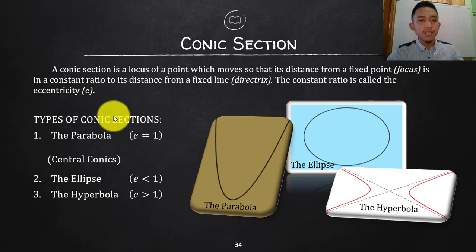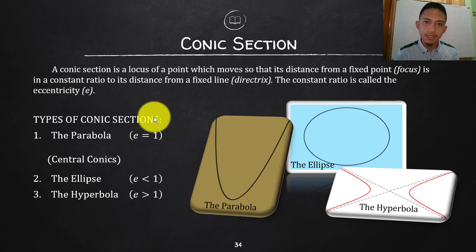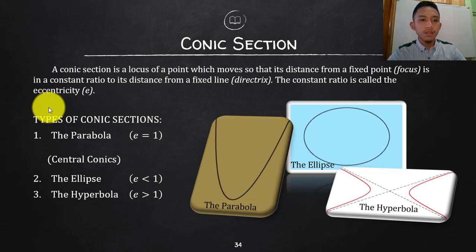So here are the types of conic sections. By the way, conic sections are second degree curves, just like the circle. So we will also be following the general form of the second degree equations.